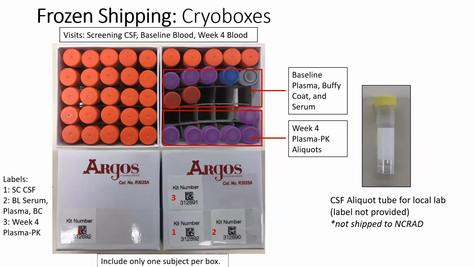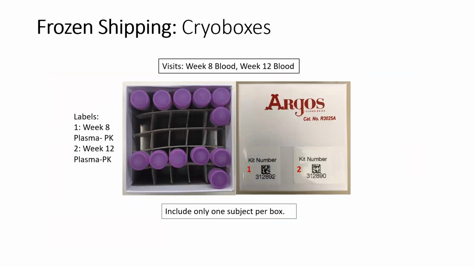So you'll see here we have the screening CSF in the left box and continuing overflow into the right. The right box also has baseline serum, plasma, buffy coat, and it also contains in the bottom row the week 4 plasma PK. Not pictured here is the yellow cap cryovial, which is the CSF aliquot. That is not being shipped to NCRAD. We do not provide a label for that because that will go to a local lab for testing. And again, it's really important to only include 1 subject per box. We ask you not to mix subject samples in cryo boxes.